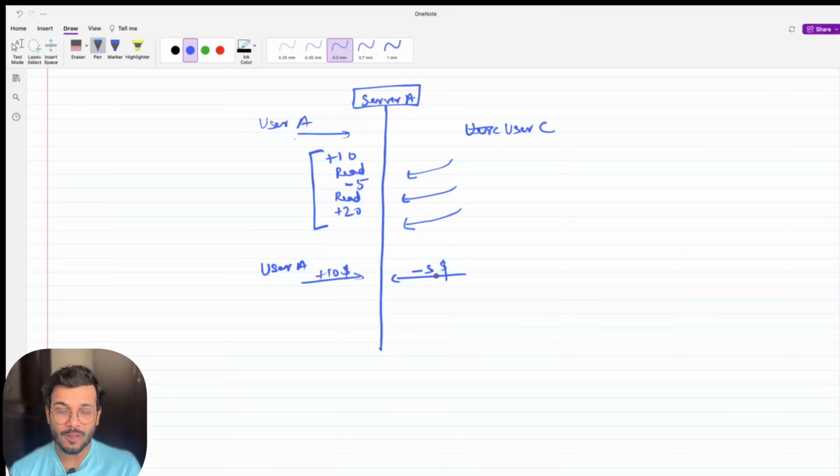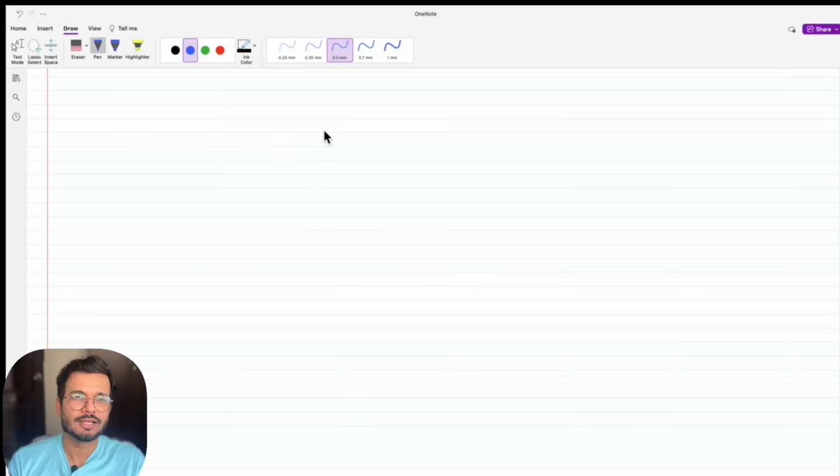The bank will be in loss. Although the user will be in a profit, he'll get $5. But that's not the case we're solving here. We're solving the concurrency issue. So this is where we start with the two-phase locking mechanism. So let's discuss the core concepts of two-phase locking.